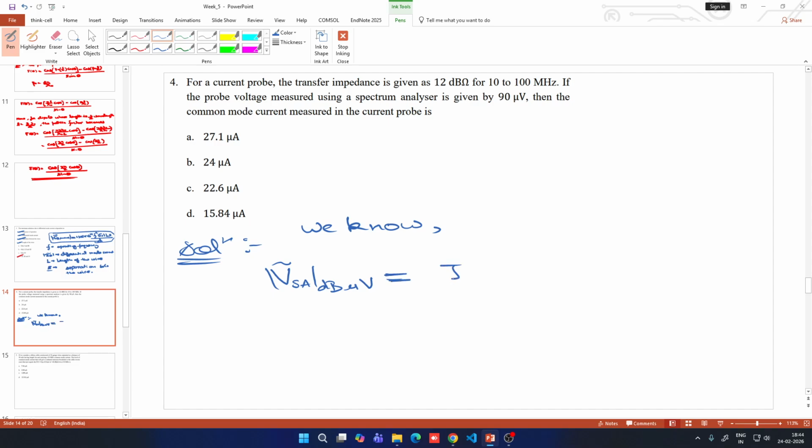is the sum of the current value, which will be in dB microampere, plus the transfer impedance Z_T of that current probe for that particular frequency range, which is in dB ohms. If you see this formula, we can now easily find it out, because in the question the voltage measured using a spectrum analyzer is given, and the transfer impedance is also given. Now we just have to find this thing.